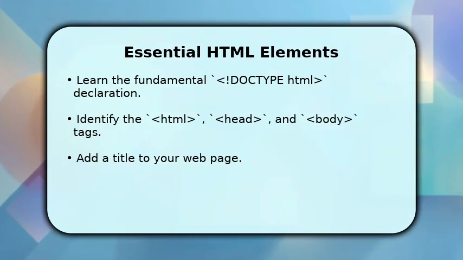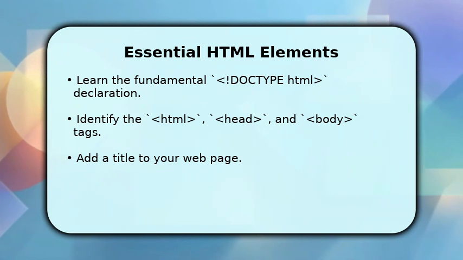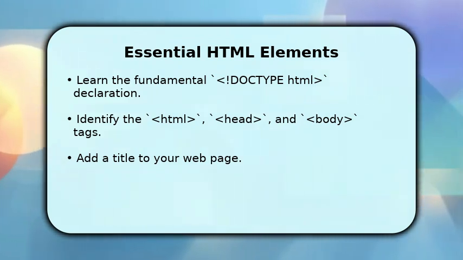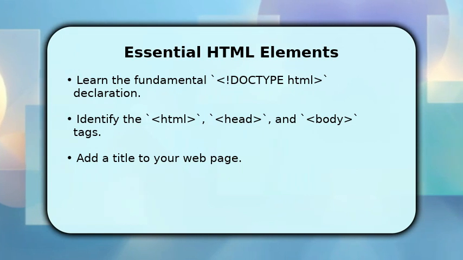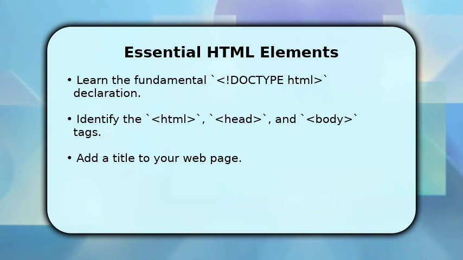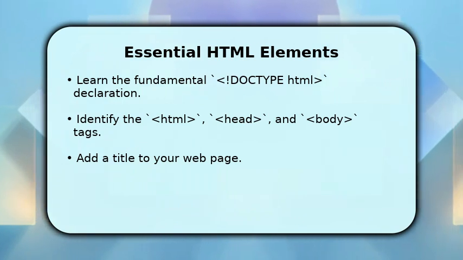Now let's explore the essential structure of an HTML document. Begin with the doctype HTML declaration, which tells the browser the document type. Then, wrap all your content within the HTML tags. Inside, you'll find the head section for metadata and the body section, where all visible content resides. Don't forget to add a meaningful title within the head using the title tag.